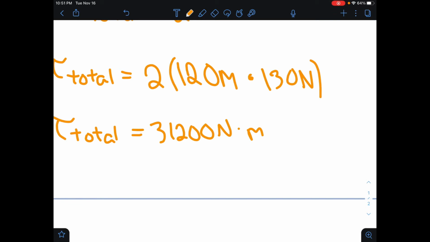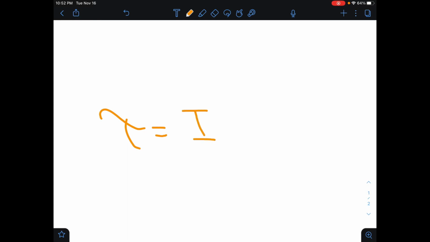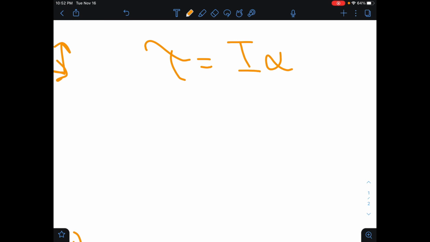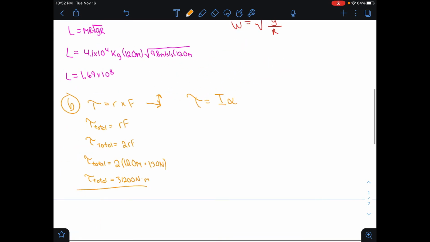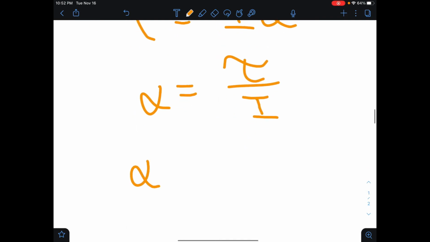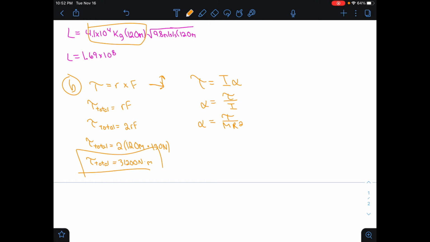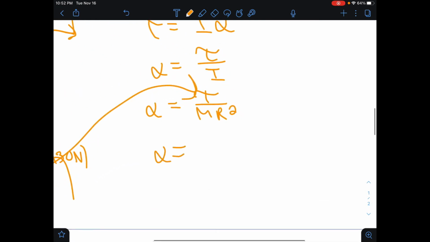From here, torque is equal to our moment of inertia times our angular acceleration. Done. Now, we know our torque, and we know our moment of inertia. We know moment of inertia, it's right here. And then we know our torque, which is right here, and we're just going to plug that in here.